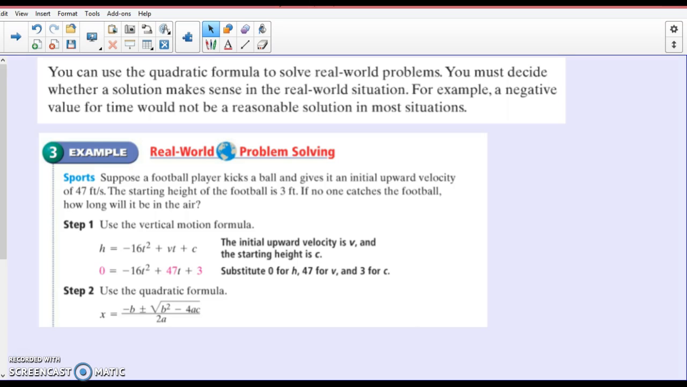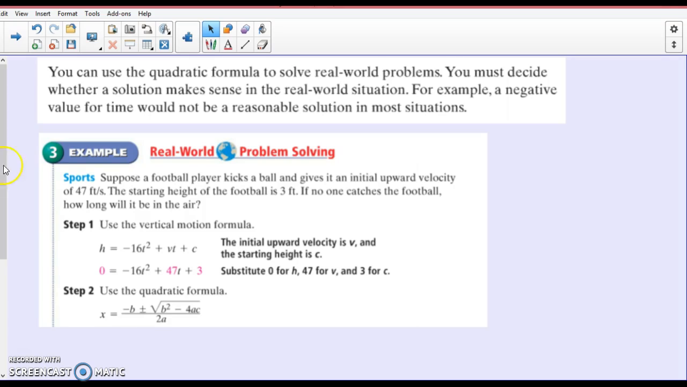Okay, on your note packet, we're going to take a look at a real-life application using the quadratic formula. And those of you that are planning on going to college and studying anything in the math or science field, engineering, medicine, whatever, you're going to need to be able to use formulas.